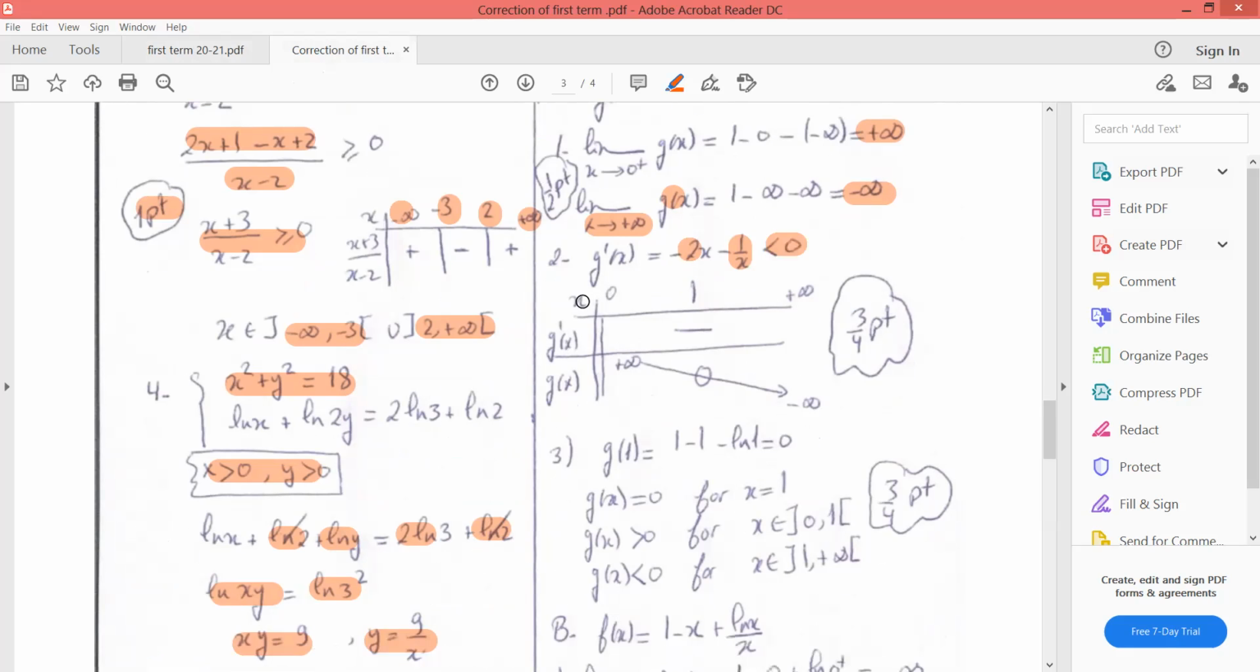So for x, we put the domain 0 plus infinity. Pay attention: g'(x) and g(x), not g and g'. g' first, then g. Since it is negative, it is decreasing. At 0, it is plus infinity. At plus infinity, it is minus infinity. 3/4 for this part and 1 point for the first part.